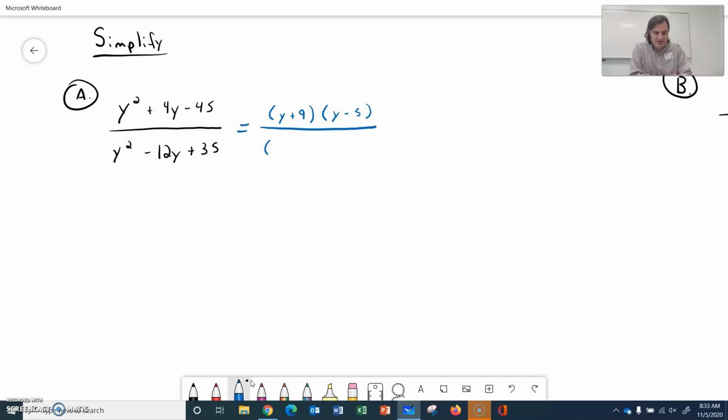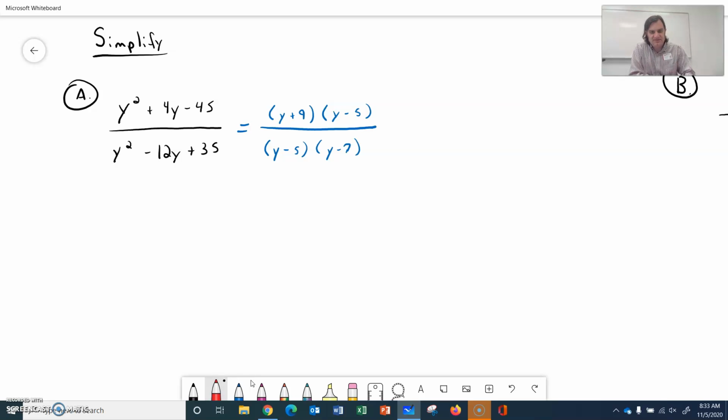And the denominator, y squared minus 12y plus 35. I believe that is y minus 5 and y minus 7. So if you need help with that factoring, let me know, or go back to the videos on factoring quadratics.